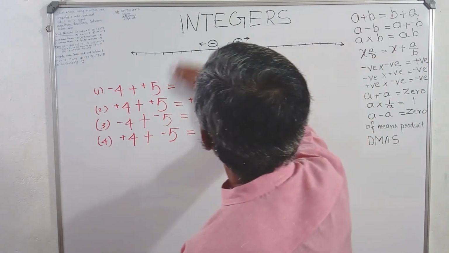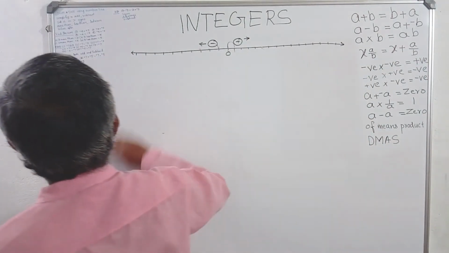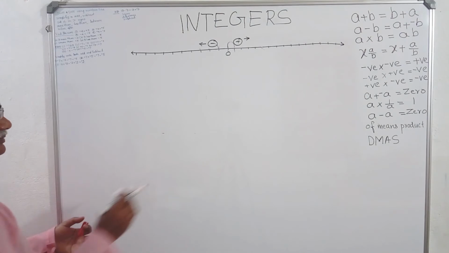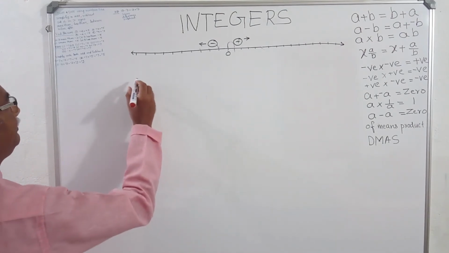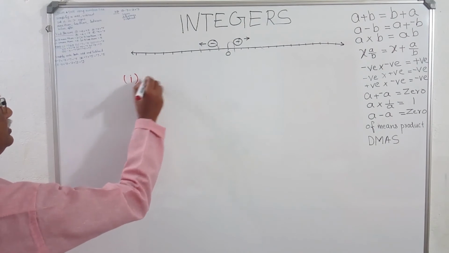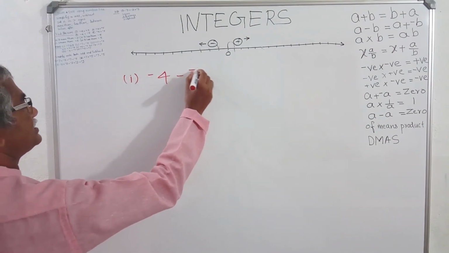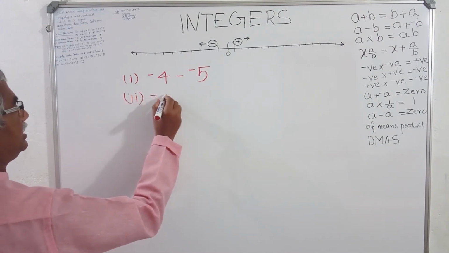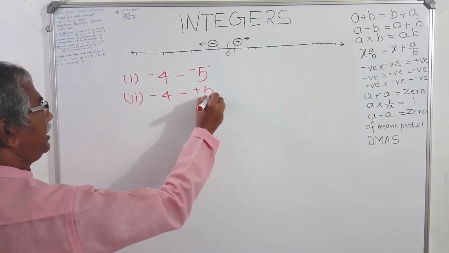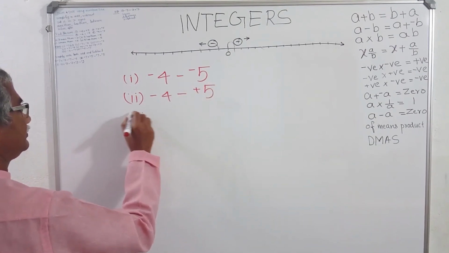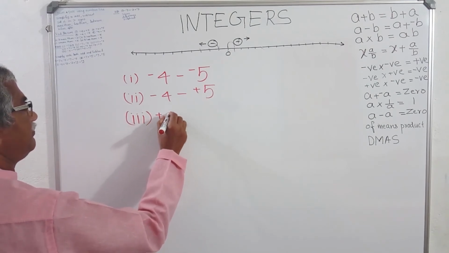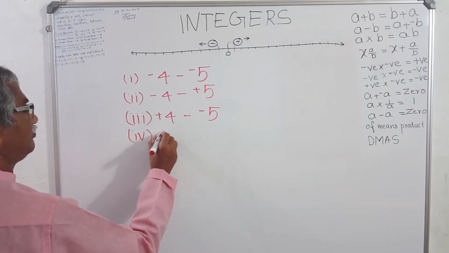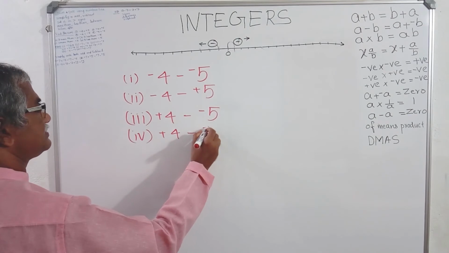Again, we can discuss subtraction. How can we subtract a number? The same way we can do some questions. Negative 4 minus negative 5. Second, negative 4 minus positive 5. Third, positive 4 minus negative 5. Positive 4 minus positive 5.